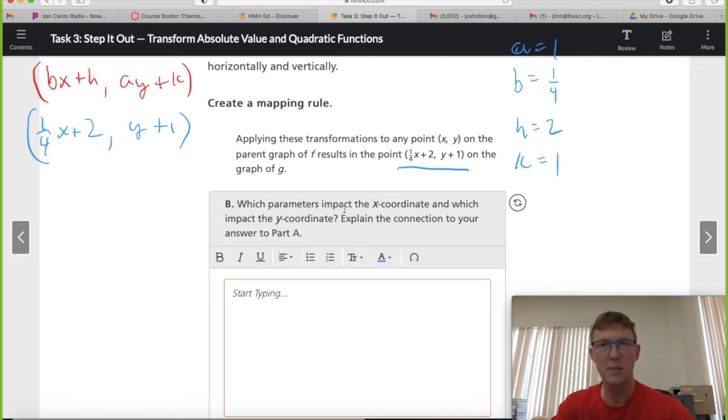Which parameters impact the x coordinates and which impact the y coordinates? Again, the things on the inside of the function impact the x because they're moving left and right. Things on the outside of the function affect the y because it's moving up and down.